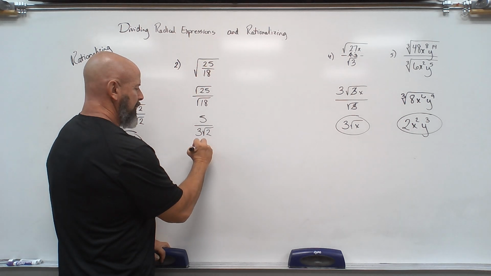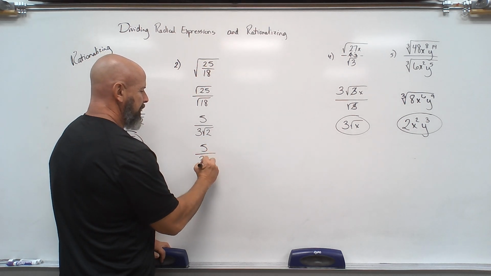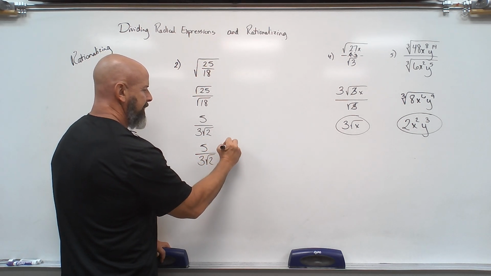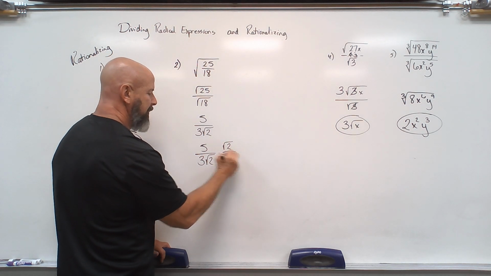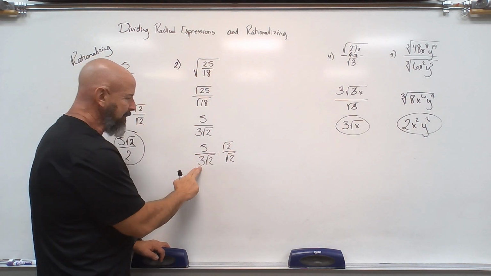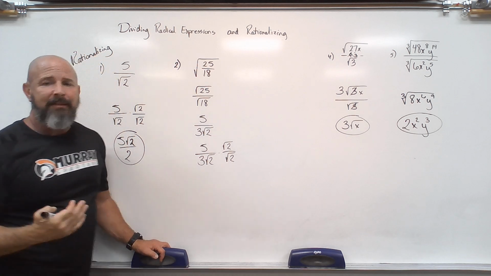To get rid of that root 2, I'm going to multiply numerator and denominator by root 2. I'm not using the 3 root 2. The 3 is not a problem. It's not inside the radical.